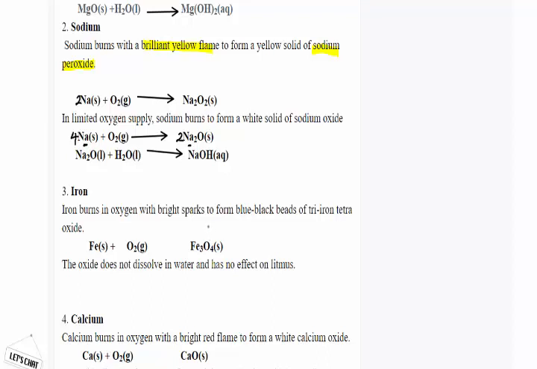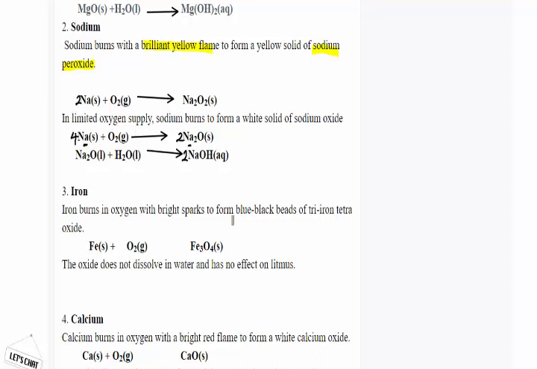In this equation, we have 2 sodium atoms on the left hand side and 1 sodium atom on the right hand side. We also have 2 hydrogen atoms on the left hand side and 1 hydrogen atom on the right hand side. So what we do in order to balance sodium, we add 2 in front of sodium. So now the equation balances.